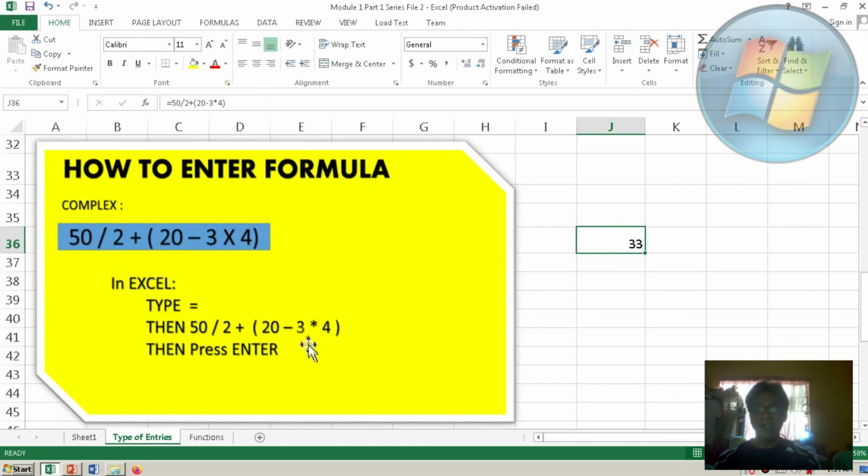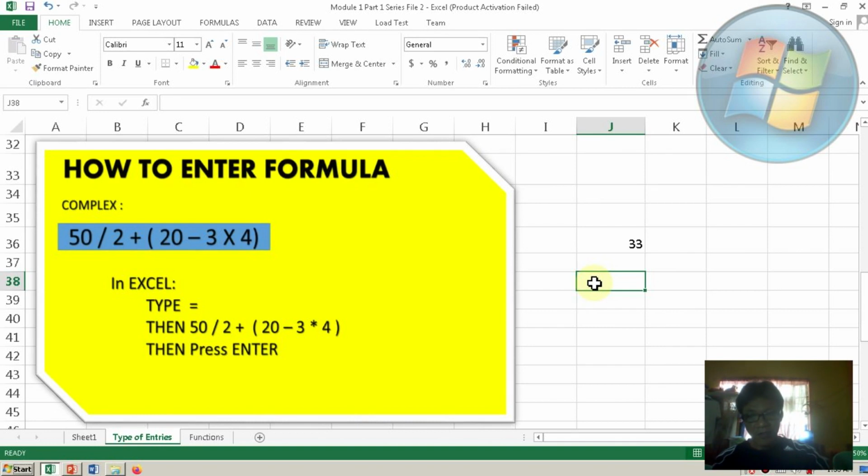Now Excel does the calculation. First, it will do the operation inside the parentheses. Okay, so it will do multiplication first and then followed by subtraction, and then the result of this operation will be used in the outside expression that involves plus and division. Okay, so how does it become 33? Let's do it. Now in the rules of precedence, the parenthesized expression will be done first.